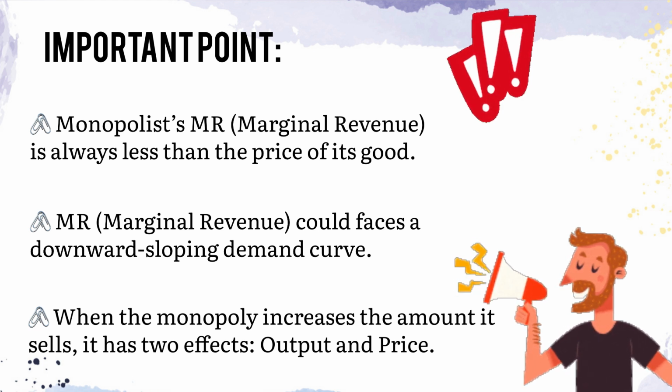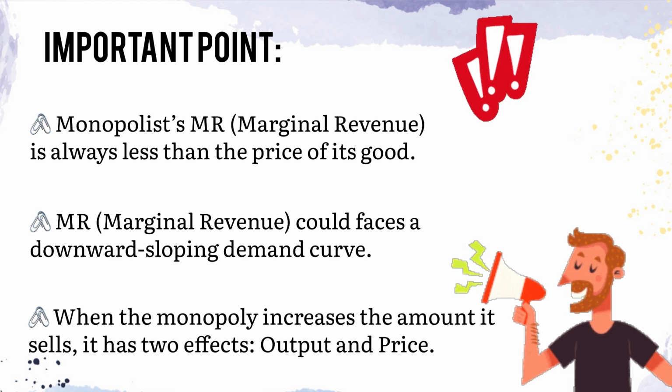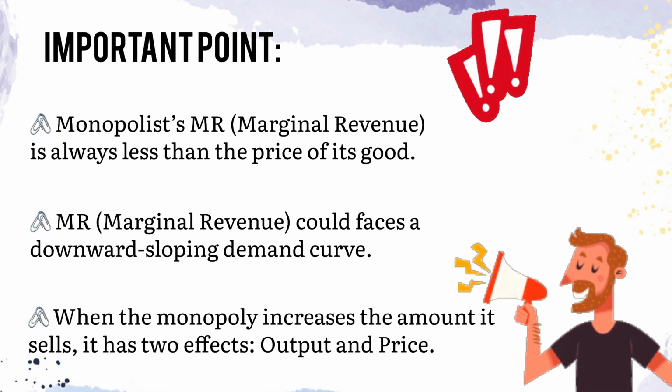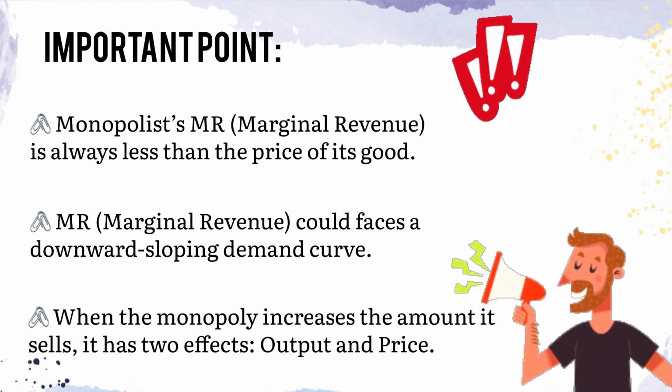The first one is the output effect: more output is sold, quantity is higher, and it tends to increase total revenue. The next effect is the price effect. When the price falls, price is lower, so it tends to decrease the total revenue.